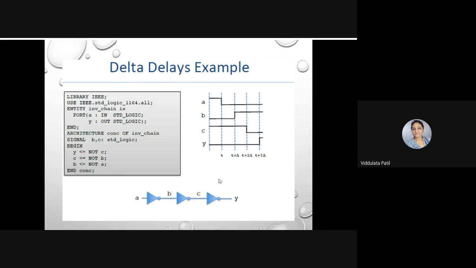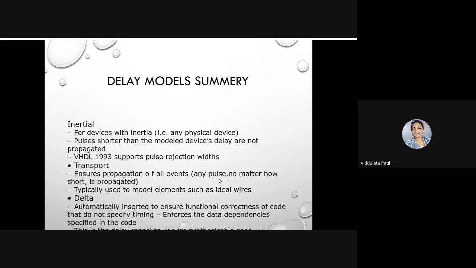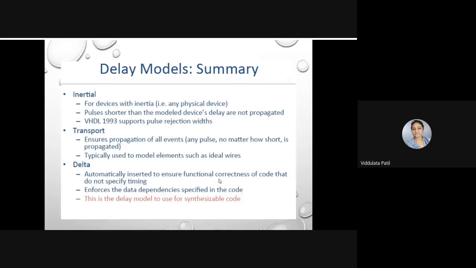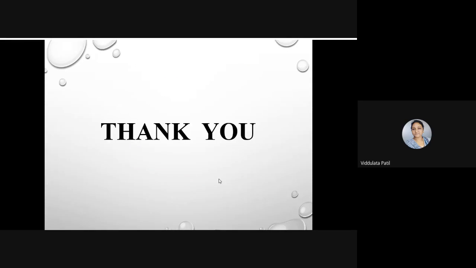Okay, so this is the summary of these delays. I am not going to read it out, but this is all about the summary of the delay models that are present in VHDL programming. Here we have almost cleared all the basic components and basic things for the first unit. If you have any doubt about this, you can ask me.